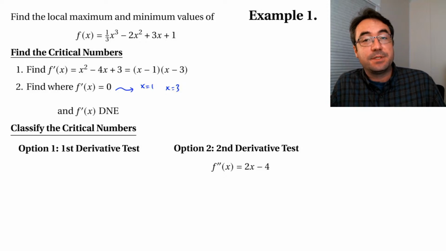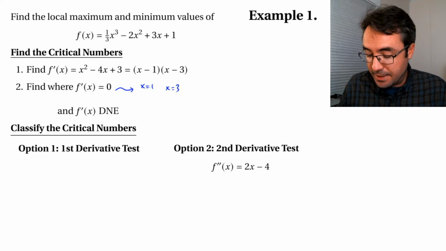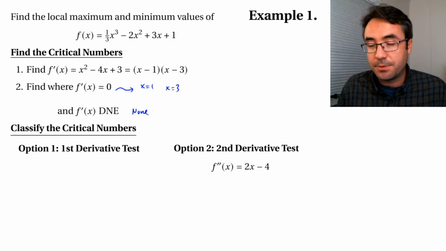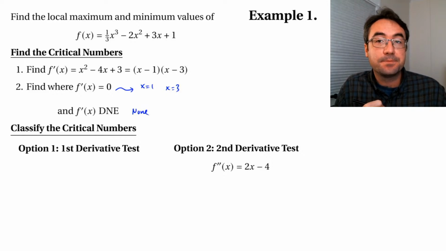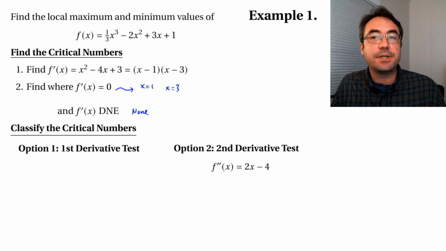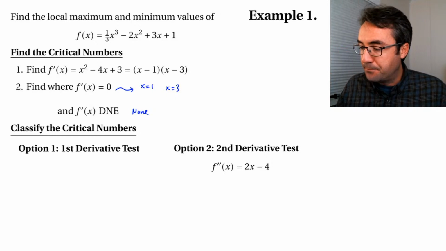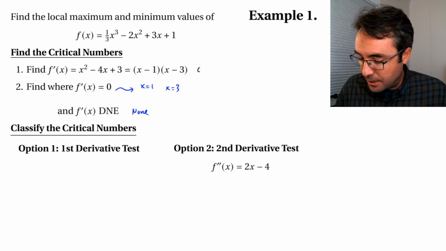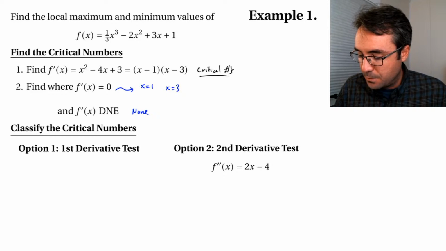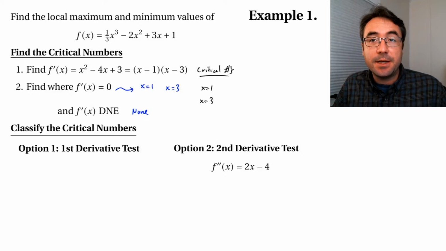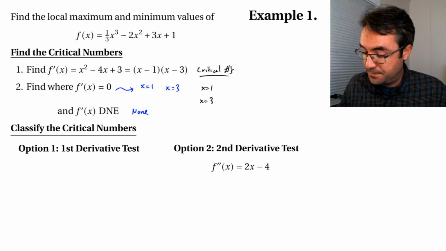Our derivative here does not have any quotients or anything like that, so there was no place where our derivative was undefined. And we've done these calculations before, so I'm not going to go through them all again. I'm just summarizing the results here. But what we found out was that our critical numbers then were x equals 1 and x equals 3. And that's because those were also in the domain of our original function f.